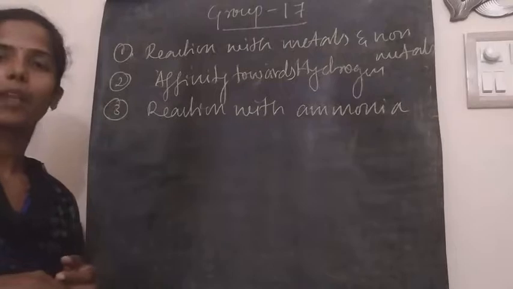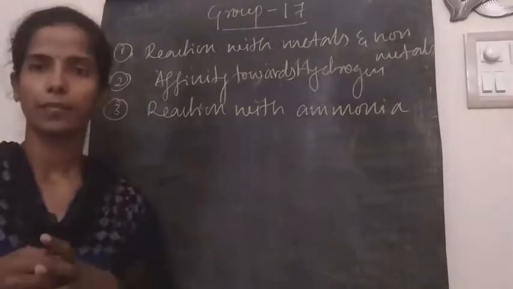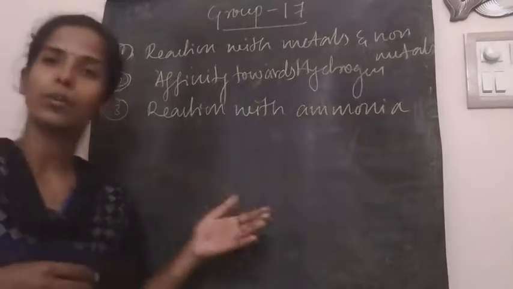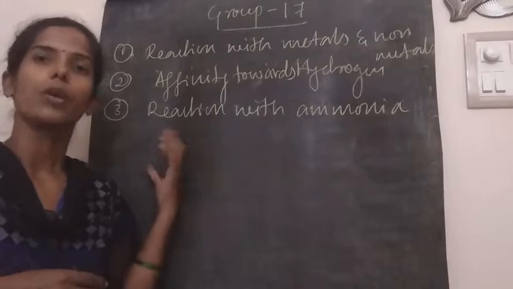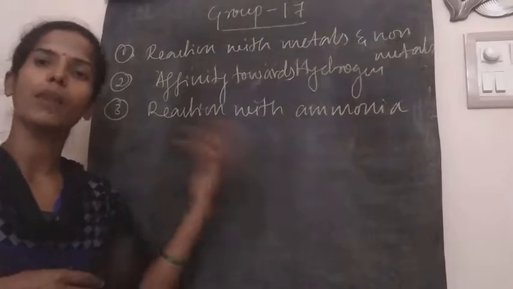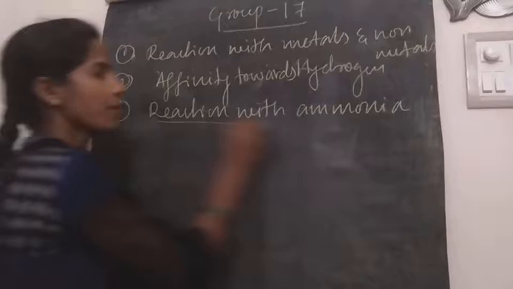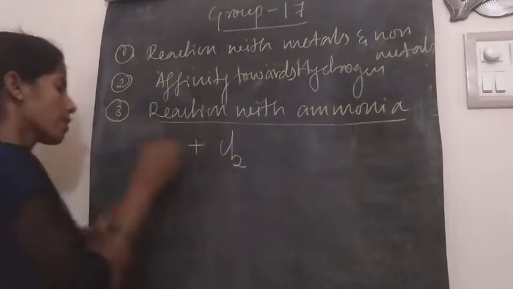Chlorine reacts with ammonia in two different ways. You get different products formed. If you take chlorine in excess, then other compounds are formed. If you take ammonia in excess, then other products are formed. Let us discuss. When chlorine reacts with excess of ammonia.